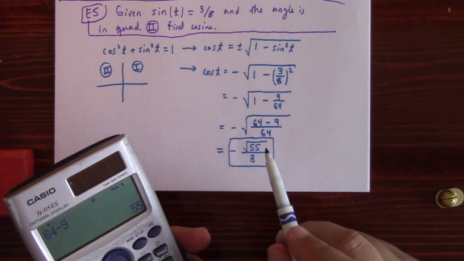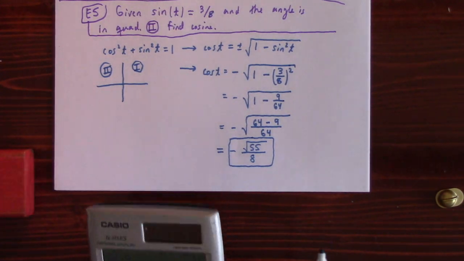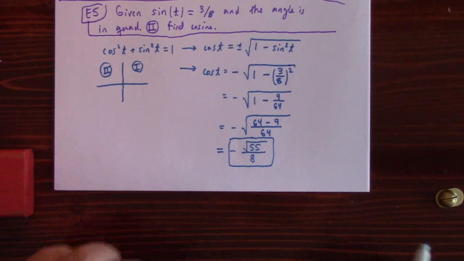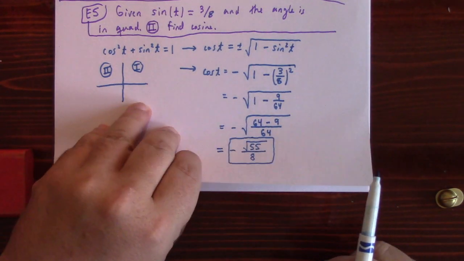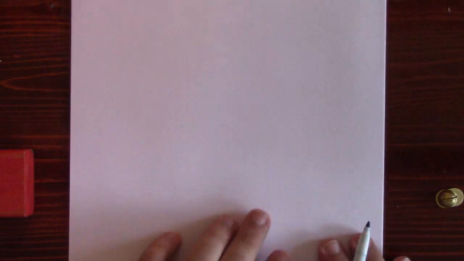Okay. Doesn't have to be complicated. Just remember, you use sine squared plus cosine squared. Choose the sign, plus or minus, that is appropriate to where you are. Remember it? Alright. Next example. Here we go.